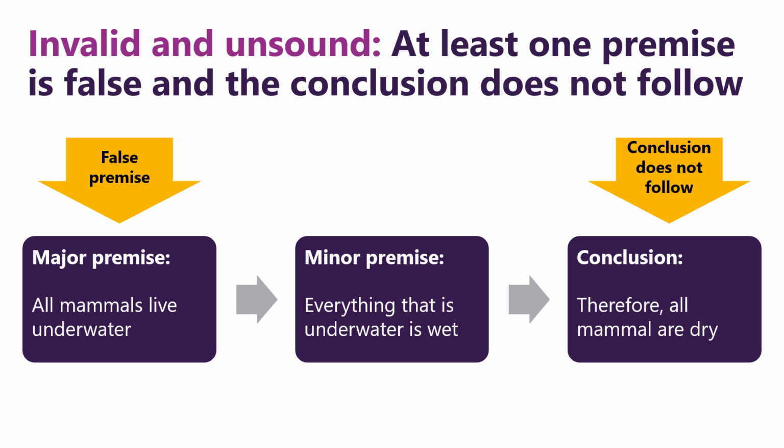Let's follow on to the minor premise which suggests everything that is underwater is wet. This premise is of course correct, although wetness is perhaps a perception. This argument gets further problematic when we look at the conclusion. We can see it simply does not follow, using these two premises to conclude that therefore all mammals are dry. As you can see, this is very confusing and none of the pieces add together. It's rare you will find something so wacky.